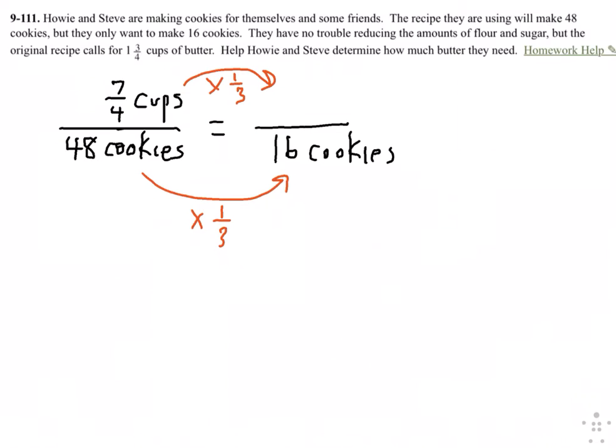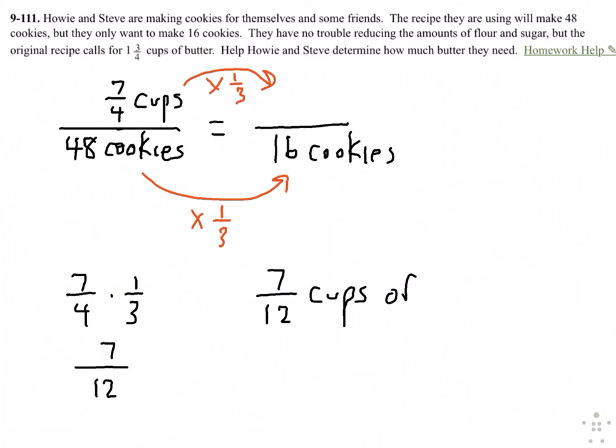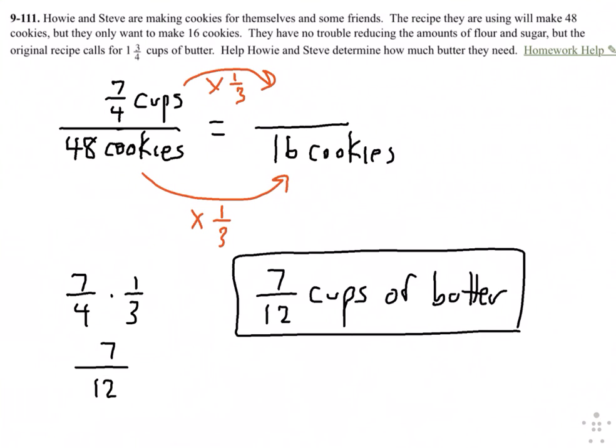So I get 7/4 times 1/3. 7 times 1 is 7. 4 times 3 is 12. So we would need 7/12 cups of butter if we only wanted to make 16 cookies.